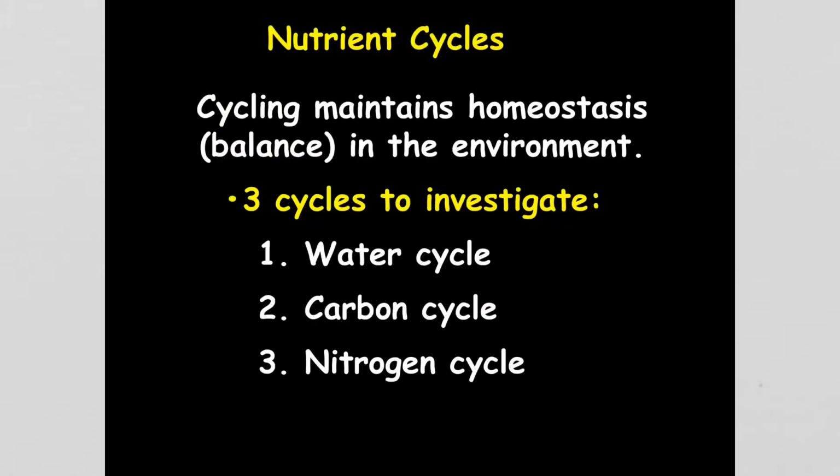All right, so that's it for trophic levels, food chains, and food webs. And the last thing that we're going to look at is nutrient cycles. We've already talked about this some, we just haven't identified it as nutrient cycles necessarily. So cycling maintains homeostasis. Homeo, that prefix homo is same.